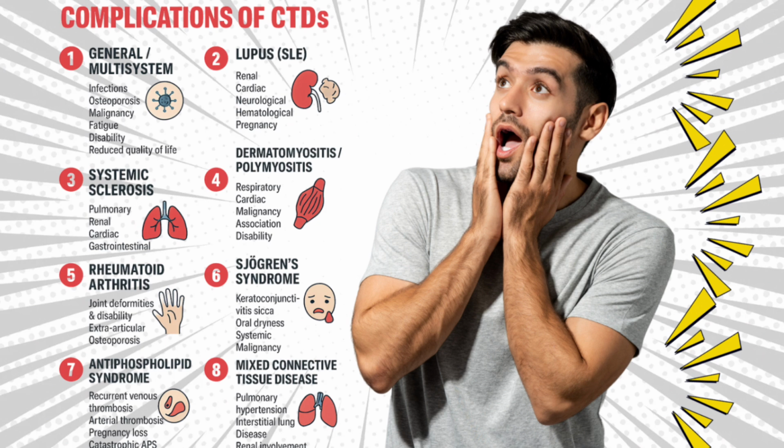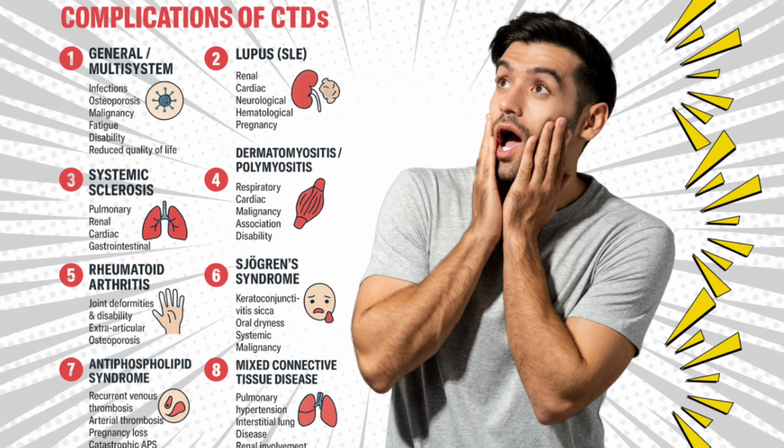Number 5, rheumatoid arthritis and overlap CTDs. Here, the most visible problem is joint deformity. Over years, fingers may twist, wrists may become stiff, and simple tasks like holding a cup become impossible. But RA is not just about joints. Extra-articular complications include vasculitis, lung involvement like interstitial lung disease, rheumatoid nodules, or pericarditis. Add to this osteoporosis, caused by both the disease itself and the steroids used for treatment.